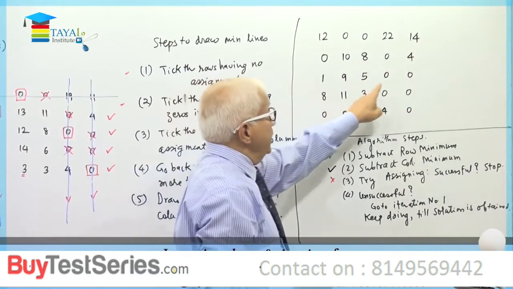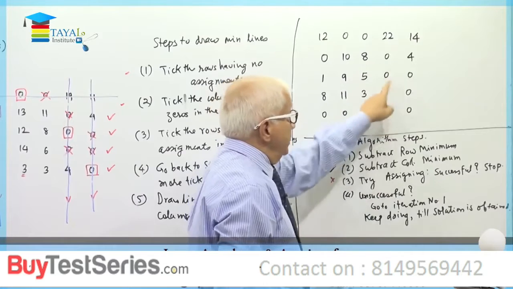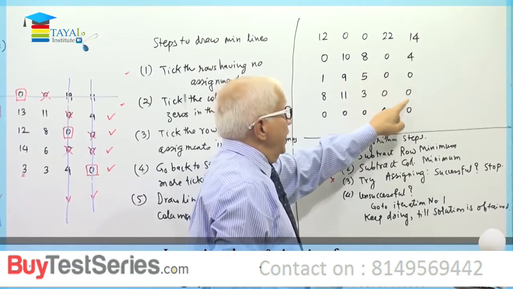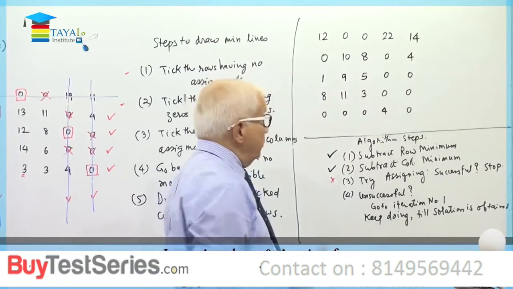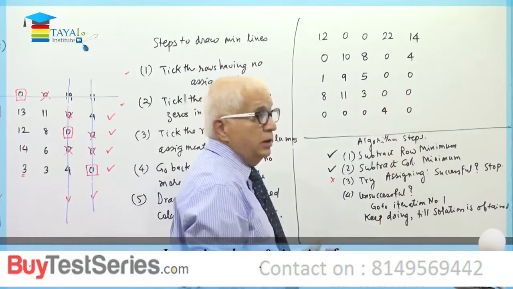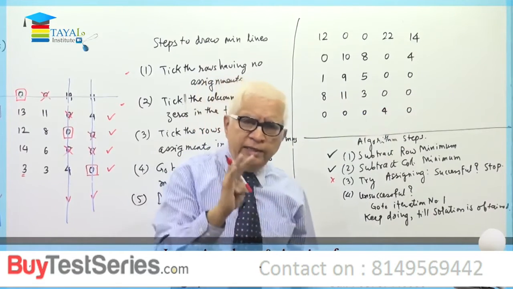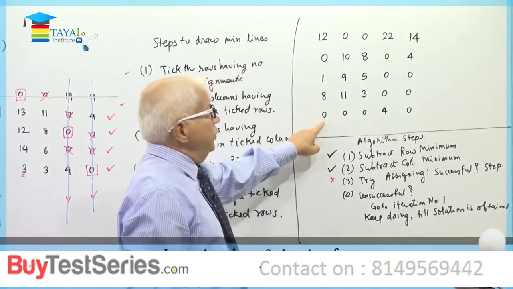Row number 3. These 2 zeros are not unique because of these and these. This is not unique because of this, and this is not unique because of this and this. So I cannot make an assignment in the third row. Fourth row, what is the situation? Again, this is not unique in the row or column. It should be unique either in the row or in the column. Any one will do. Fifth row.